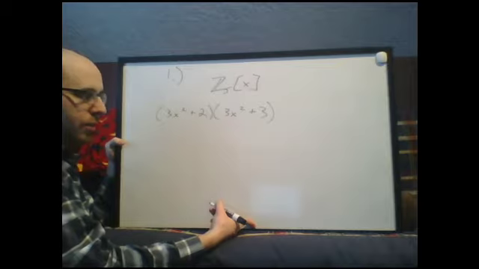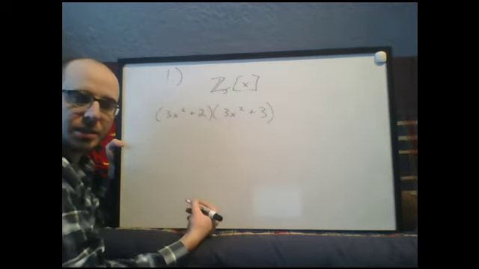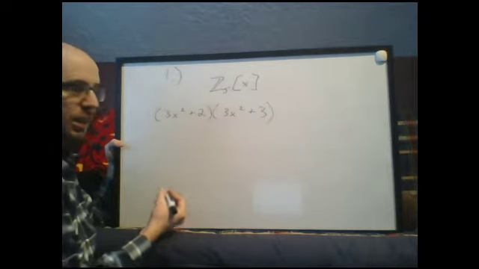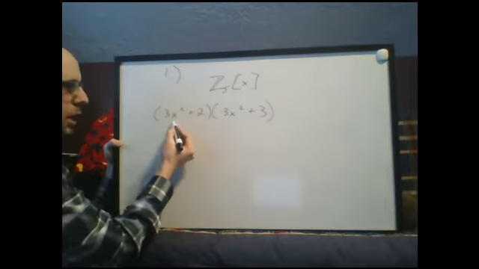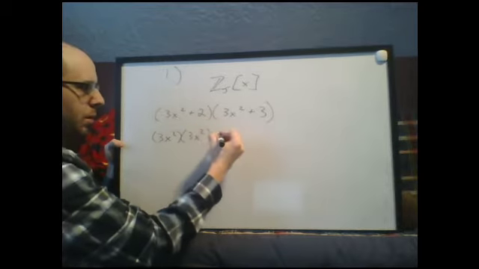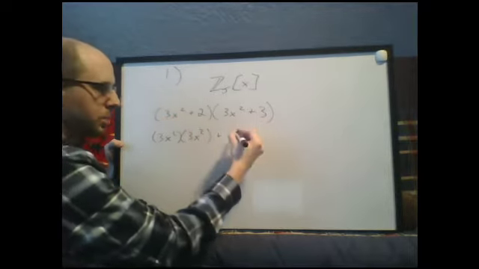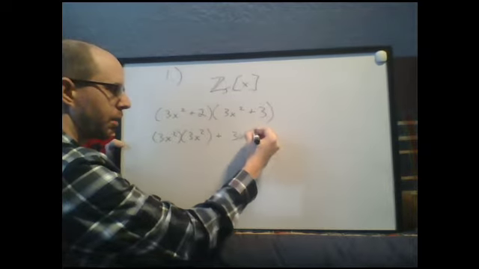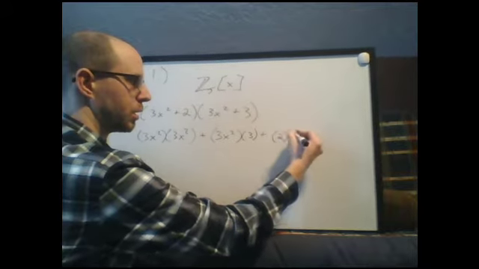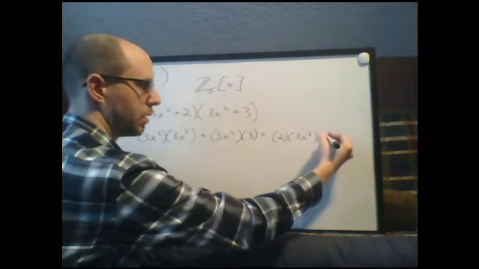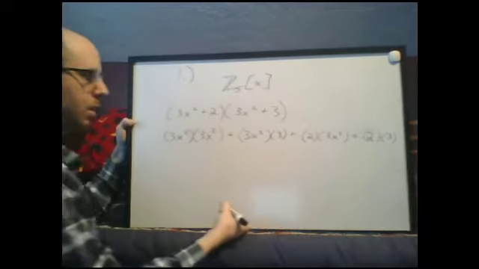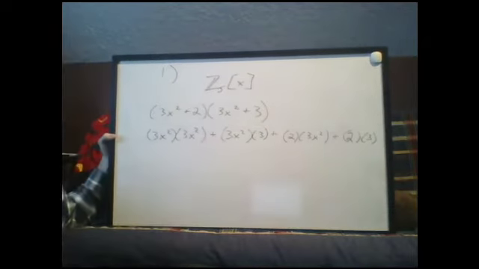So we can think of this in a couple of steps. Let's just do the FOIL on this product first, ordinary multiplication. First times first: 3x^2 times 3x^2, plus outside times outside: 3x^2 times 3, plus inside times inside: 2 times 3x^2, and then last times last: 2 times 3. So now we have to simplify this.